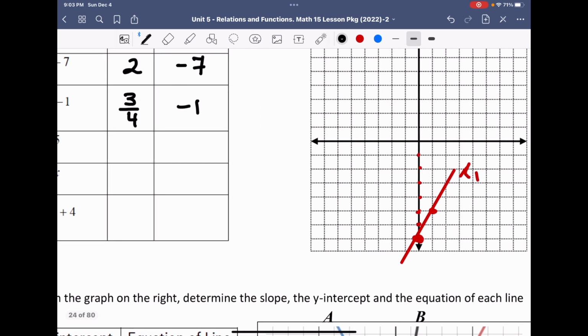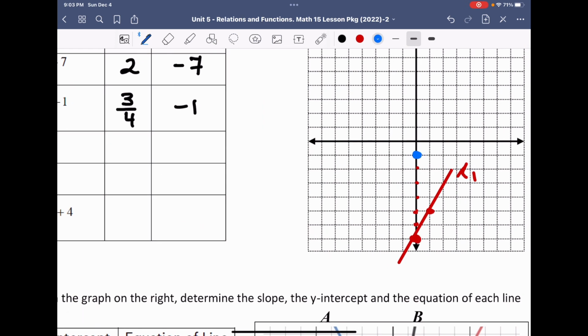So I go to -1, and that's my y-intercept. I'm going to put a dot there. We rise up 3 units over 4 units. And there is my second point. I can draw a plot here. And we're going to call this L2, or line 2.